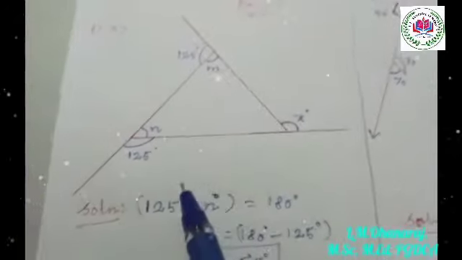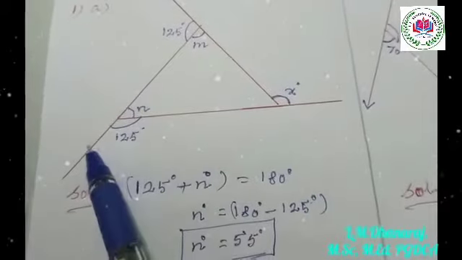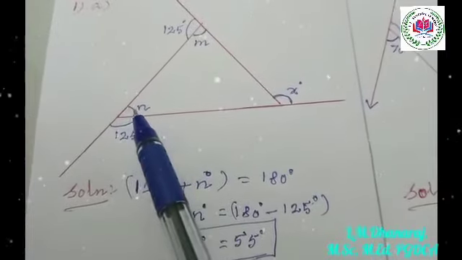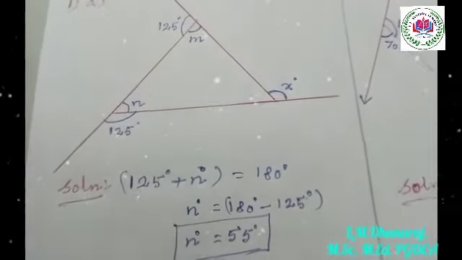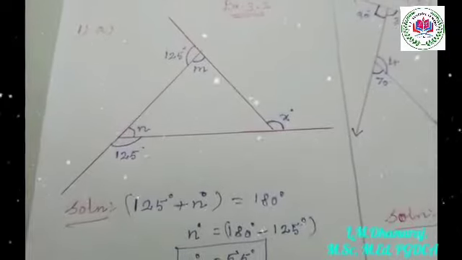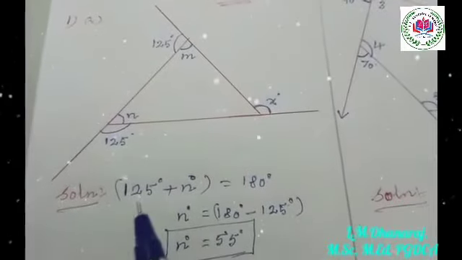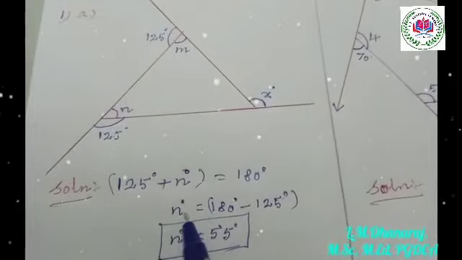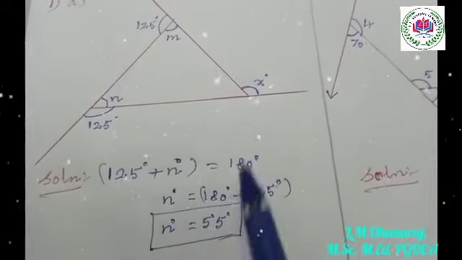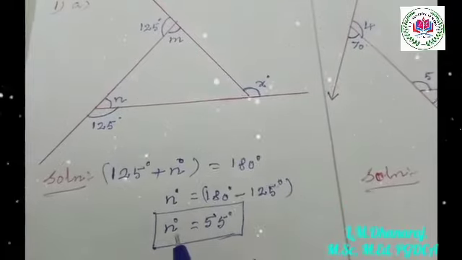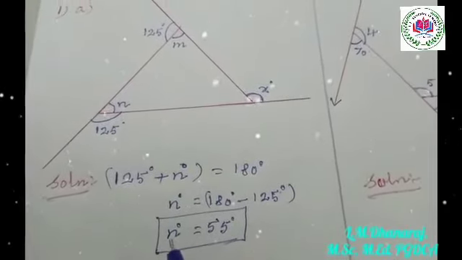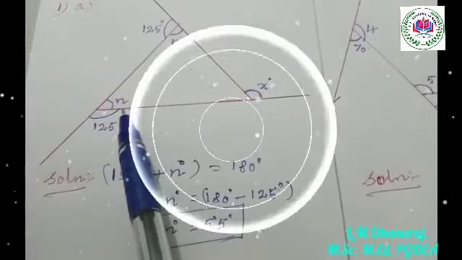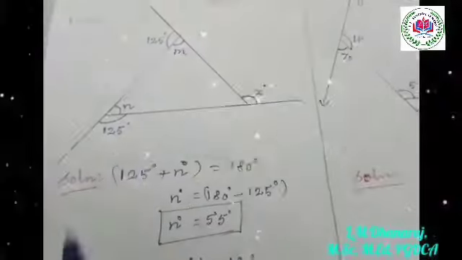Now already we know in a straight angle the sum of the exterior angle and the interior angle, the sum of these two angles, is equal to 180 degrees. That is the basic concept. So accordingly 125 degrees plus n degrees is equal to 180 degrees. So n degrees is equal to 180 degrees minus 125, where we will be getting n degrees is equal to 55 degrees. So this interior angle n is equal to 55 degrees.